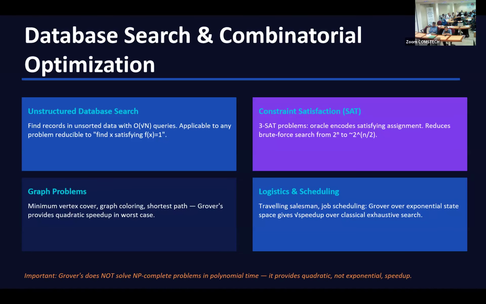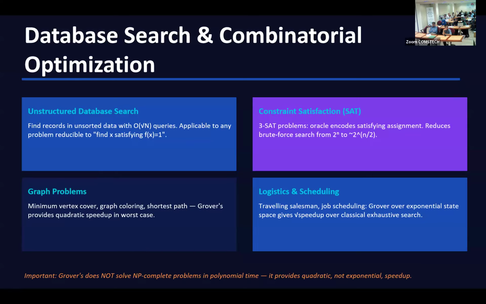But with Grover's algorithm, we have the power to find the solution in under root n times, 2 to the power n by 2 times. Then there come the graph problems, like minimum vertex cover, where we are going to color the graph, or the shortest path. Grover provides a quadratic speedup in the worst case scenario. Doing that linearly is going to take so long. If you apply the quantum Grover's algorithm, you're going to do it really, really fast.